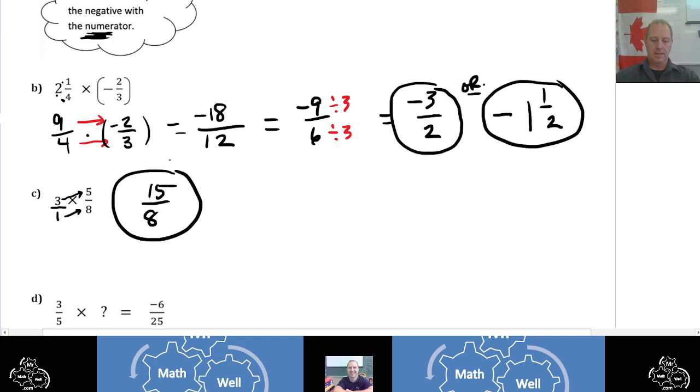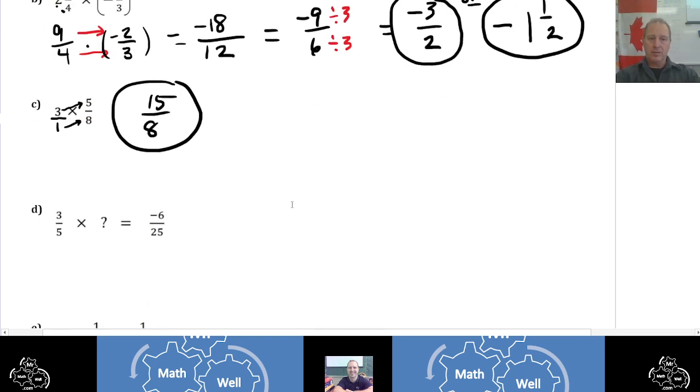Okay. Now D says 3 fifths times what gives us negative 6 over 25. Okay. Well, let's see. 5 times what gives us 25? Well, that's going to be 5. So you probably have a 5 on the bottom. 5 times 5 is 25, right? Now 3 times what is negative 6? 3 times negative 2. So the answer is negative 2 over 5.